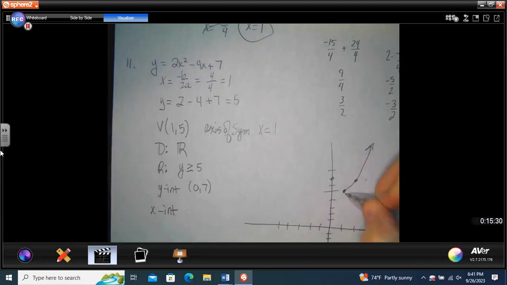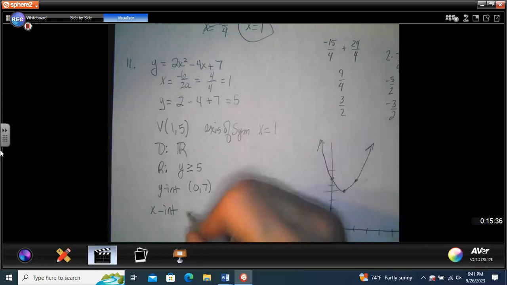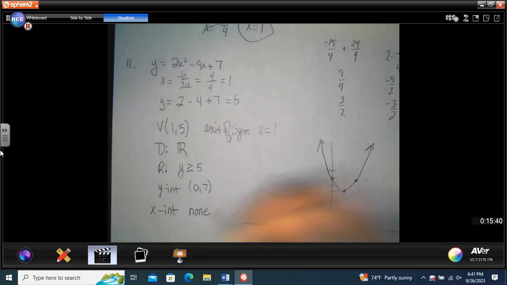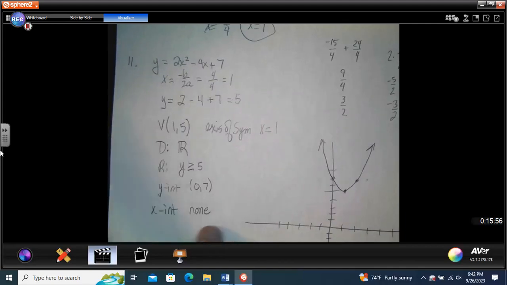But I am glad, before I jumped into the quadratic formula, that I graphed it, because now that I see the graph, x-intercepts, the answer is none. There are none. It doesn't cross the x-axis. Now, if I asked you for the zeros instead, you would have to solve and say the zeros are whatever these imaginary conjugate roots are. Okay? All right. Number 12, last one.